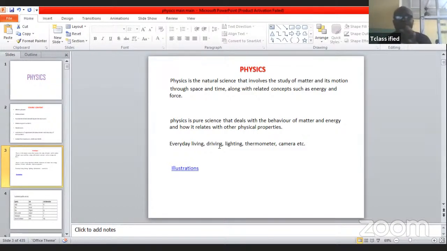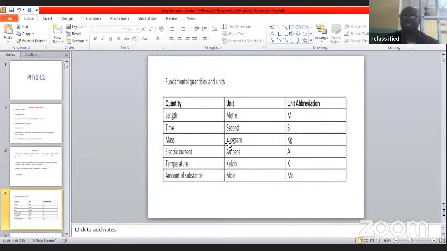Lightning and thunder, that is physics. The mechanism of our thermometer working is physics. The mechanism of the camera that we use is also physics. Okay, so quickly, let's look at fundamental quantities and derived quantities. So fundamental quantities are those basic quantities and units from where you can get the derived quantities and units, okay?